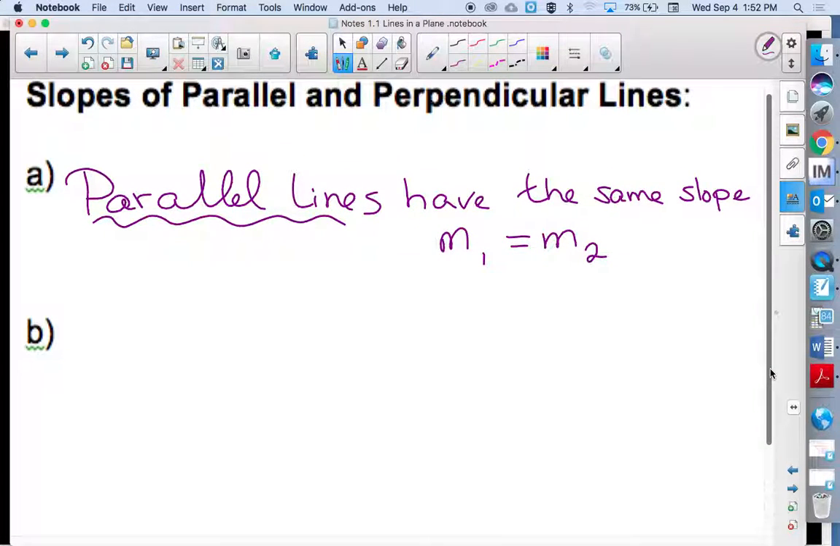Perpendicular lines is what that last question was asking. What must the slope of perpendicular lines be, Maggie?